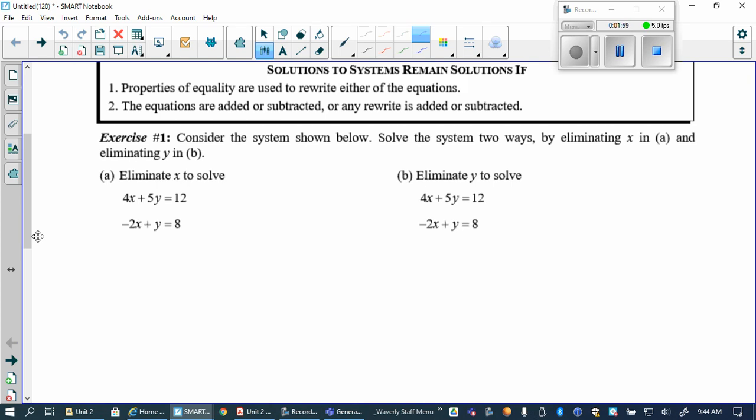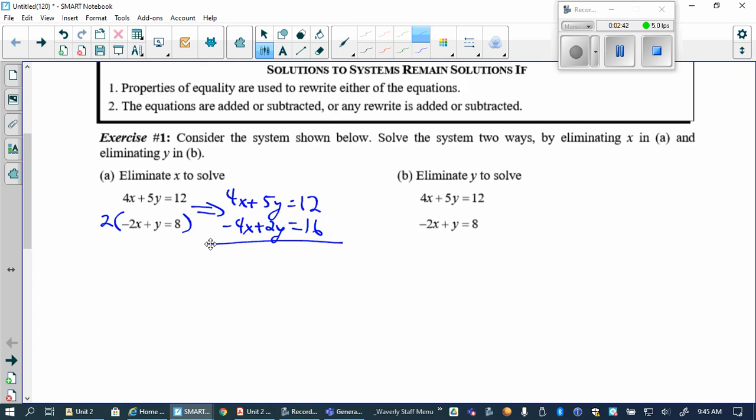Let's try that. Let's multiply the bottom here by 2. Make it look like this, yeah? So we get 4x plus 5y equals 12. And what do we get on the bottom now? Negative 4x plus 2y equals 16. Now when we add them up, is anything going to go away?